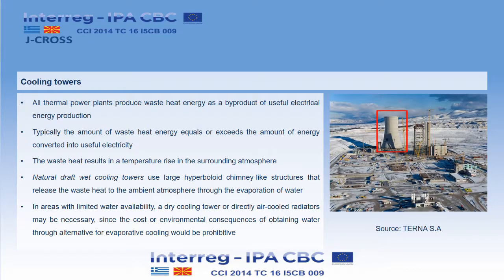All thermal power plants produce waste heat energy as a byproduct of useful electrical energy production. Typically the amount of waste heat energy equals or exceeds the amount of energy converted into useful electricity. The waste heat results in a temperature rise in the surrounding atmosphere. Natural draft wet cooling towers use large hyperboloid chimney-like structures that release the waste heat to the ambient atmosphere through the evaporation of water. In areas with limited water availability, a dry cooling tower or directly air-cooled radiators may be necessary, since the cost or environmental consequences of obtaining water for evaporative cooling would be prohibitive.